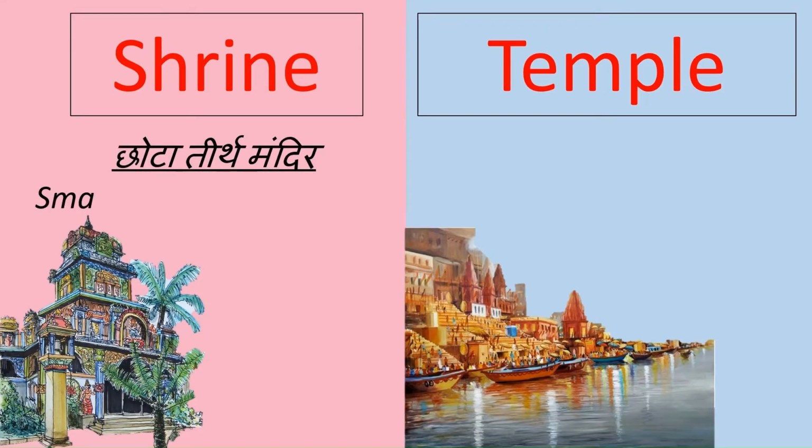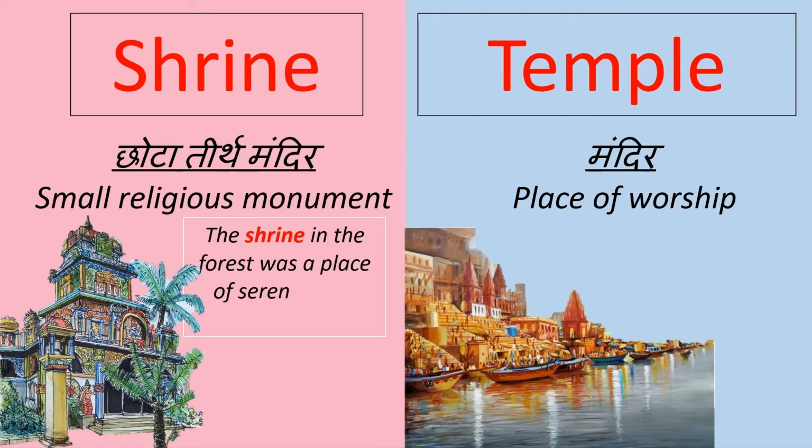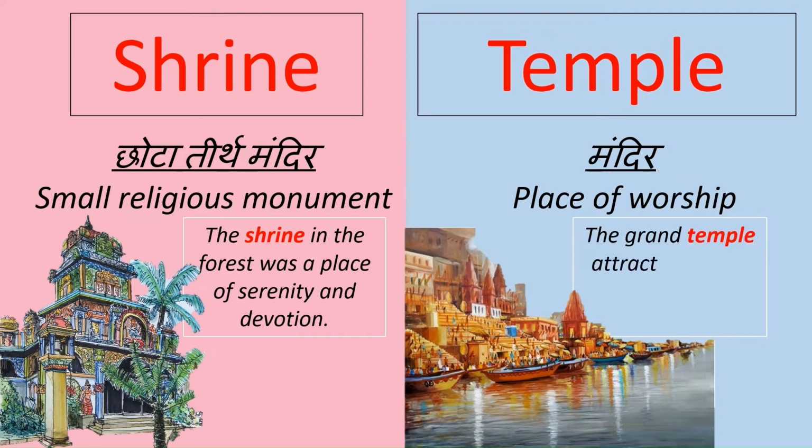Shrine means chota tirth, small religious monument, okay? And temple means place of worship. Let's use them in sentence. The shrine in the forest was a place of serenity and devotion. For temple, the grand temple in the city attracts pilgrims from all over the country.